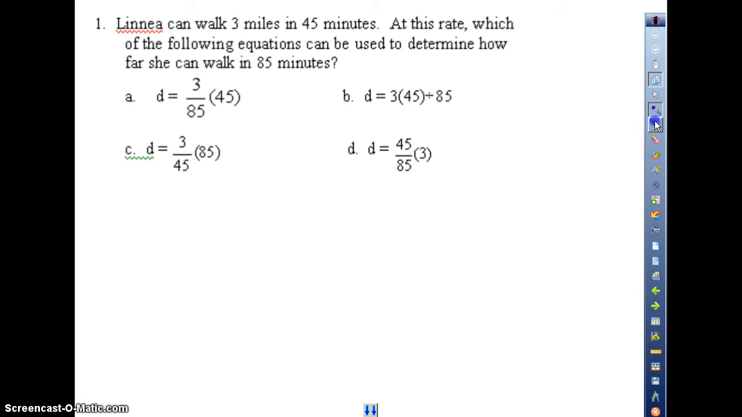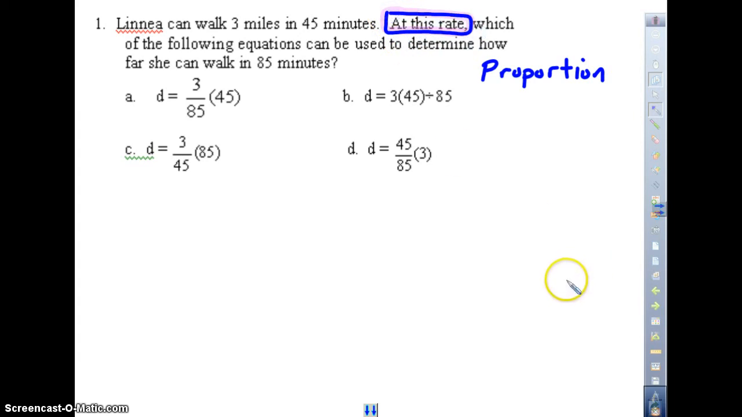Okay? The first thing I want to point out to you guys in this problem, there's a special set of words they used right here. At this rate. Anytime in any problem they tell you at this rate, basically it's clue words that you can set up a what? A proportion. Yeah. Clue words that you can set up a proportion. So at this rate, or they say if the rate stays the same, that's verbiage that's telling you secretly, let's go ahead and set up a proportion. Okay? So let's do that.